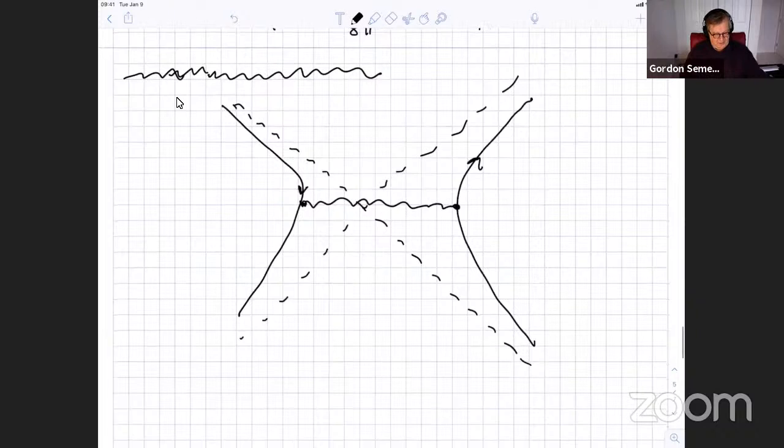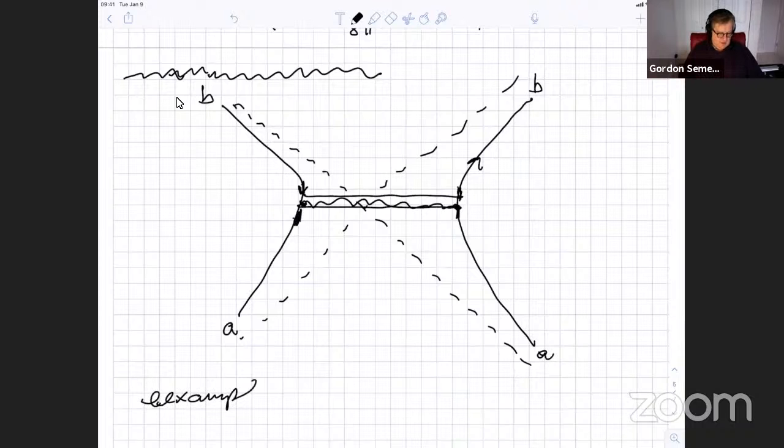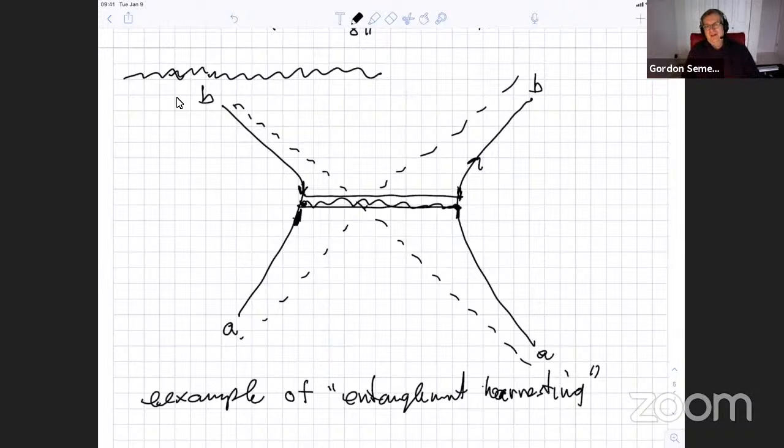And if I write that as a fat graph, which I probably should have done if I was going to be neat about it, that exchange of an off-shell gluon, which here is a constant, by the way, these propagators are constants just like the other ones. Well, it correlates the final states and the initial states in a funny way. And this seems to be a real process. An example of what's called entanglement harvesting. A really simple example where you can solve everything and figure out what entanglement is generated by this.